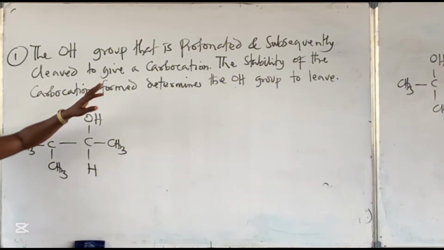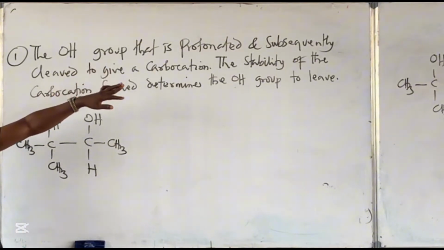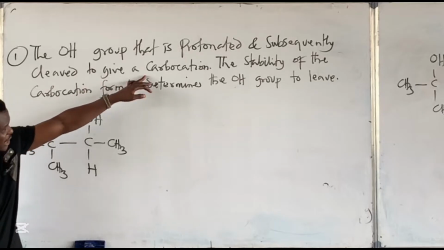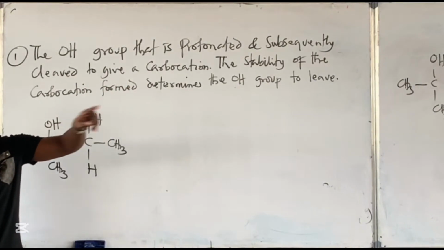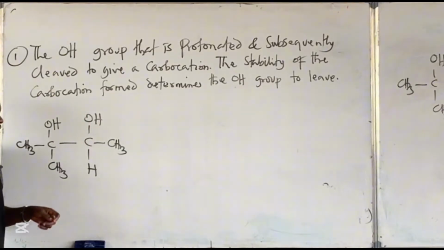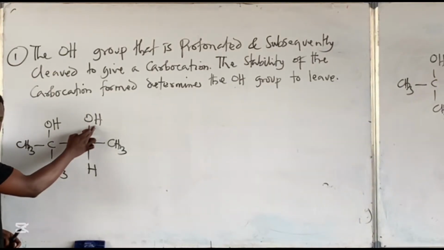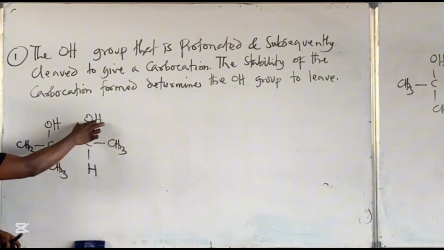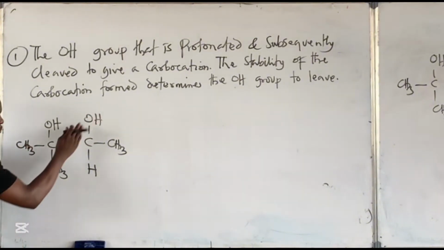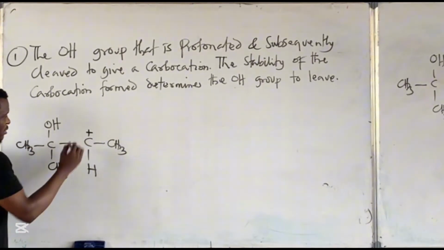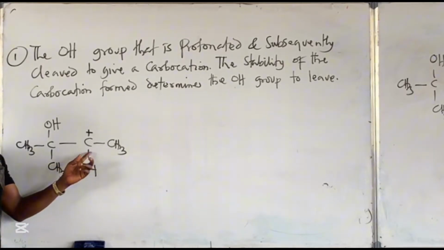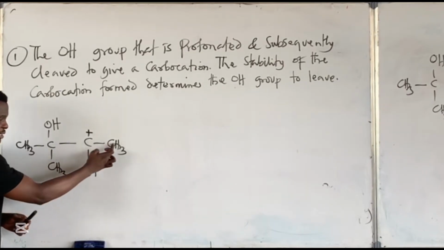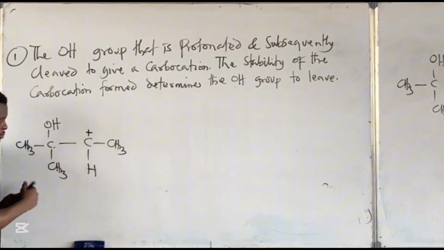Remember, we said the OH group that is protonated subsequently leaves to give a carbocation. So the stability of the carbocation formed determines the OH group to leave. That means if I actually protonate this guy, and subsequently this guy pulls out, this is a carbocation. Which type of carbocation is this? Secondary. Because this here is attached to just two carbons, this and this. Is it not so? All right.